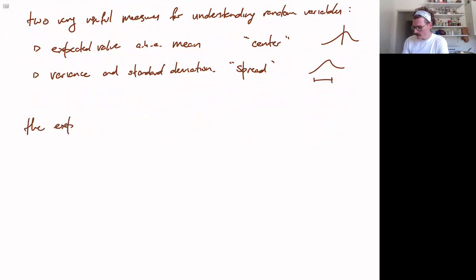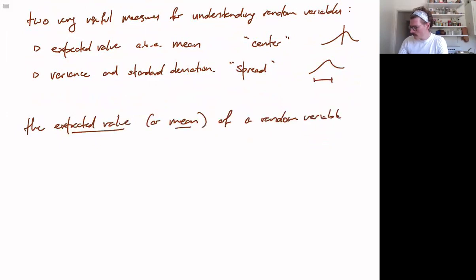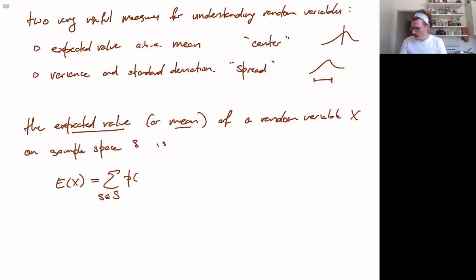The expected value, or mean, of a random variable, let's say a random variable on a sample space S. We denote the expected value by E of X, and it is defined to be the sum over all elements of the sample space, of the probability of that outcome times the value of the random variable at that outcome.